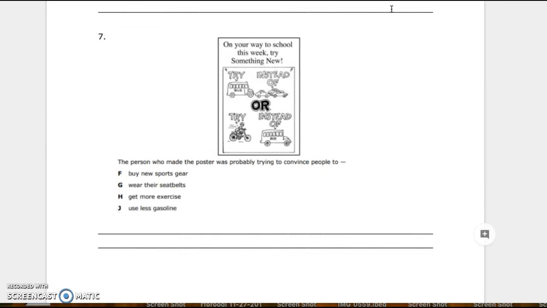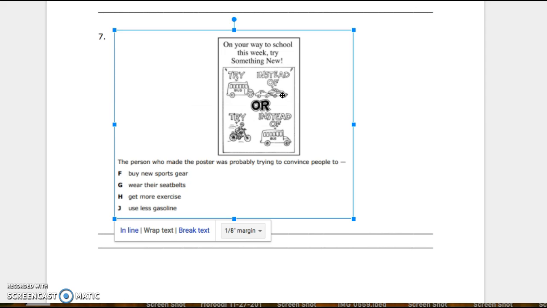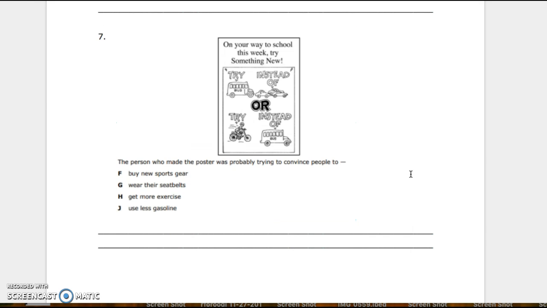Number 7. On your way to school this week, try something new. Try this instead of this. Or try this instead of this. The person who made the poster was probably trying to convince people to F. Buy new sports gear. G. Wear their seatbelts. H. Get more exercise. Or J. Use less gasoline.